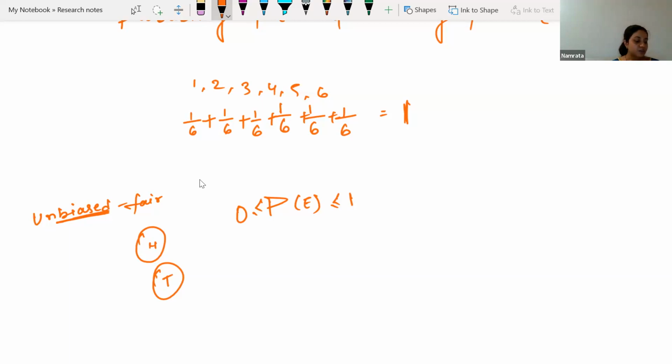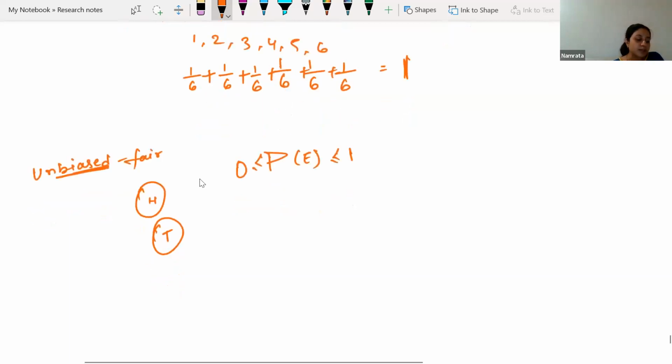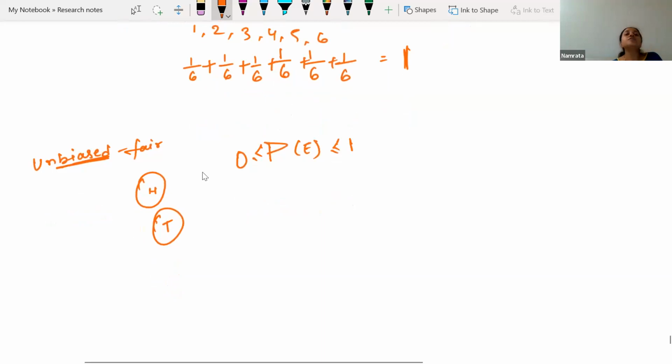Let's move to the next one. Which of the following cannot be the probability of an event? You know probability lies between 0 and 1. If it is given in percentage, like 15%, you can just convert it into a fraction and then check it.